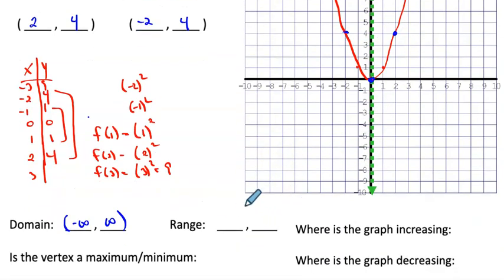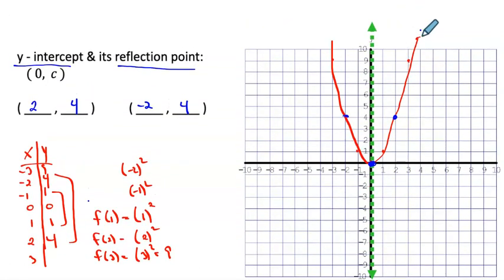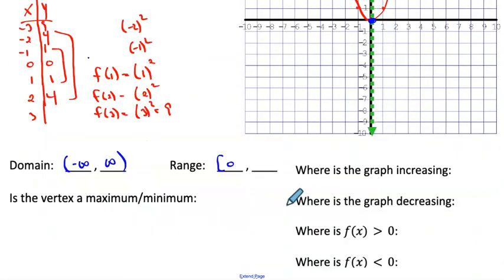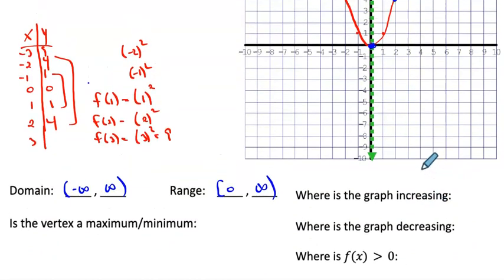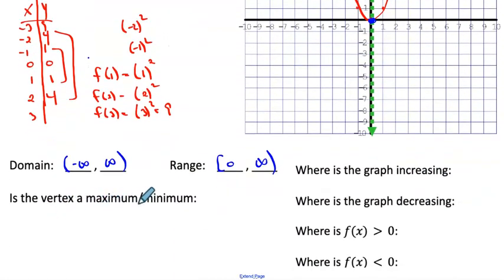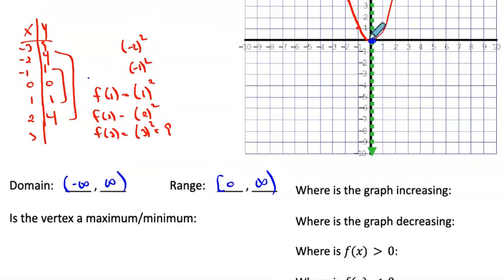My range, what's the lowest this graph will go? Well, my lowest point on this graph is at this coordinate here, at 0, 0. So the lowest y value is 0. The highest y value, well, it's going straight up, and they're both going to infinity here, so it's going to infinity. And is the vertex a max or a min? Well, the vertex is the lowest point, so therefore it's a minimum.